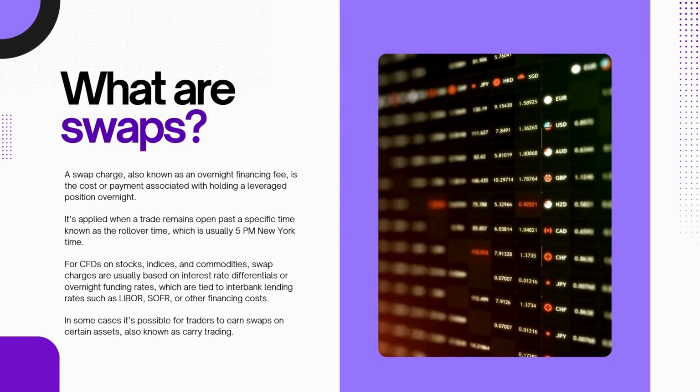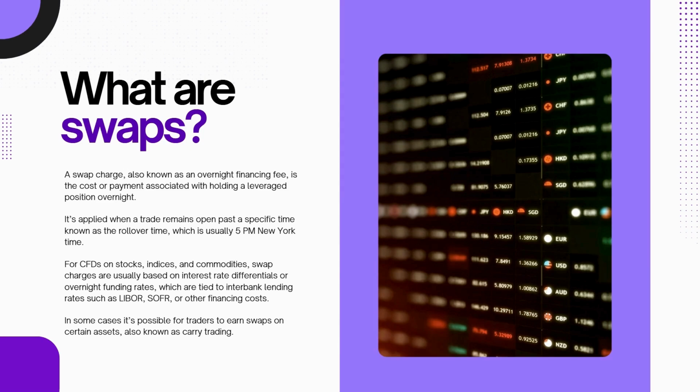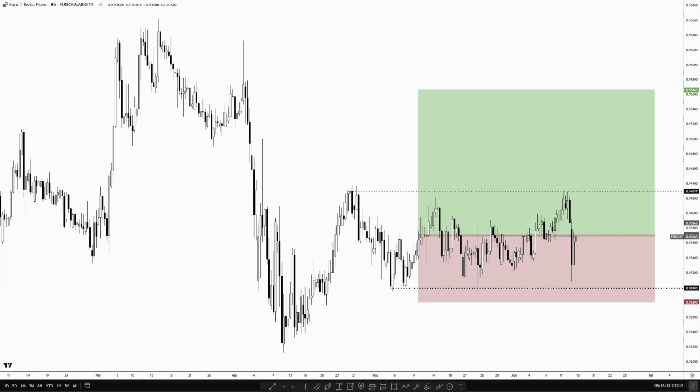Now, swaps exist because when you trade CFDs, you are basically borrowing funds to control a more significant position in the market. The swap charge reflects the cost of holding that position after the daily market close. That means even if I have an open trade and even if that trade's stop loss or take profit is not hit for a very long time, I might still be paying a swap charge to just keep that trade open. Which means if the market does not trend and keeps just moving sideways, I might still be losing money on that trade purely because of the swap.